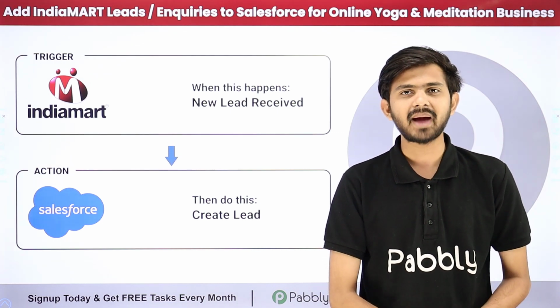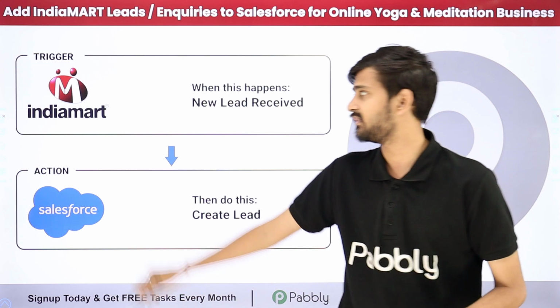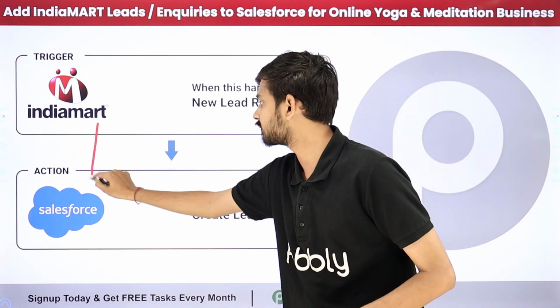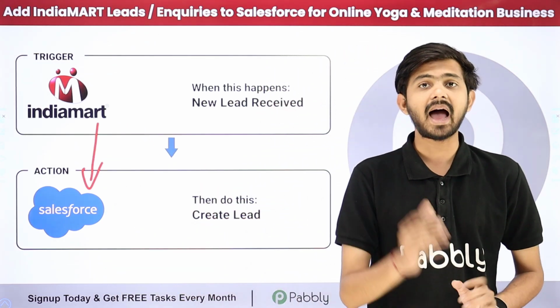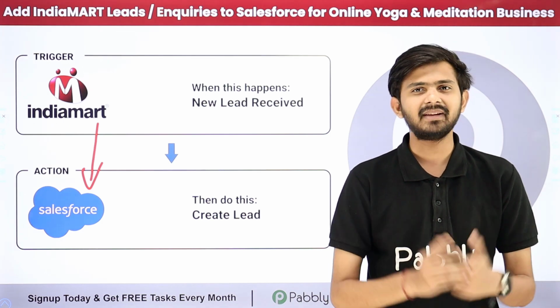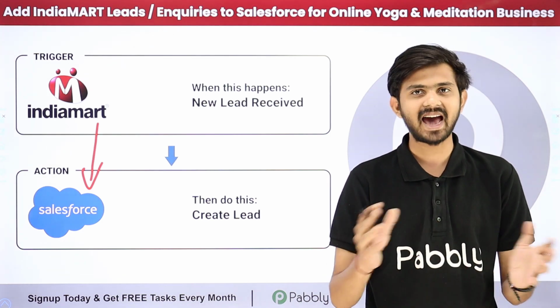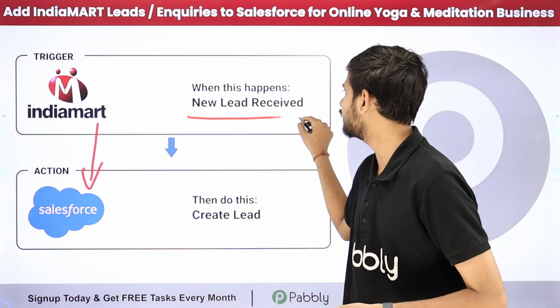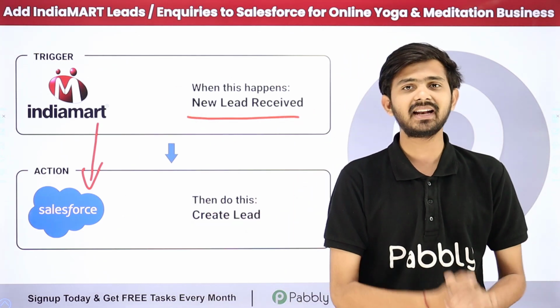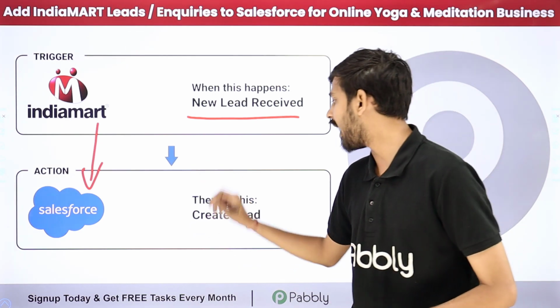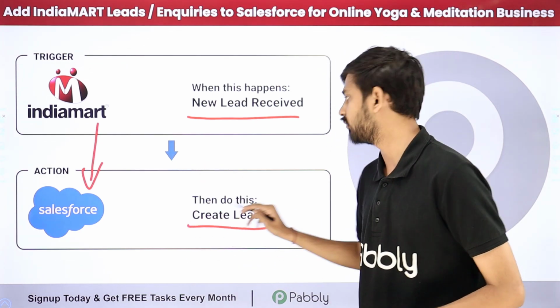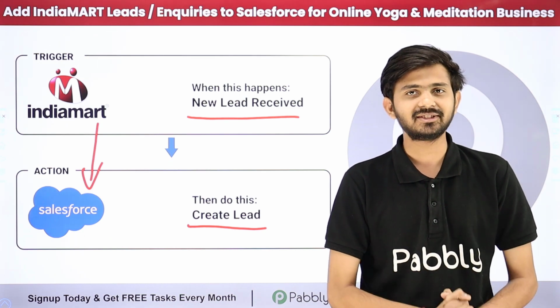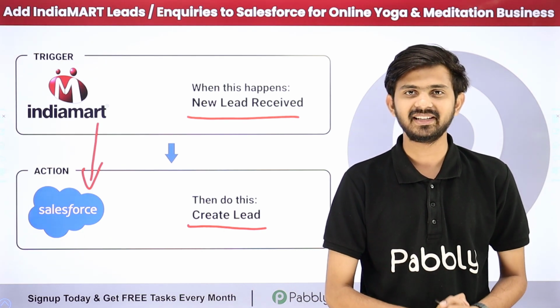For doing this automatically, I need to simply build a connection between IndiaMART and Salesforce. For building this connection, I'm going to use Pabbly Connect, an amazing software for automation and integration. Now with Pabbly Connect, whenever I receive a new lead or an inquiry through IndiaMART, I'm going to automatically add that lead's details to my Salesforce account. So how am I going to build this connection? For that, let me take you to my computer screen.